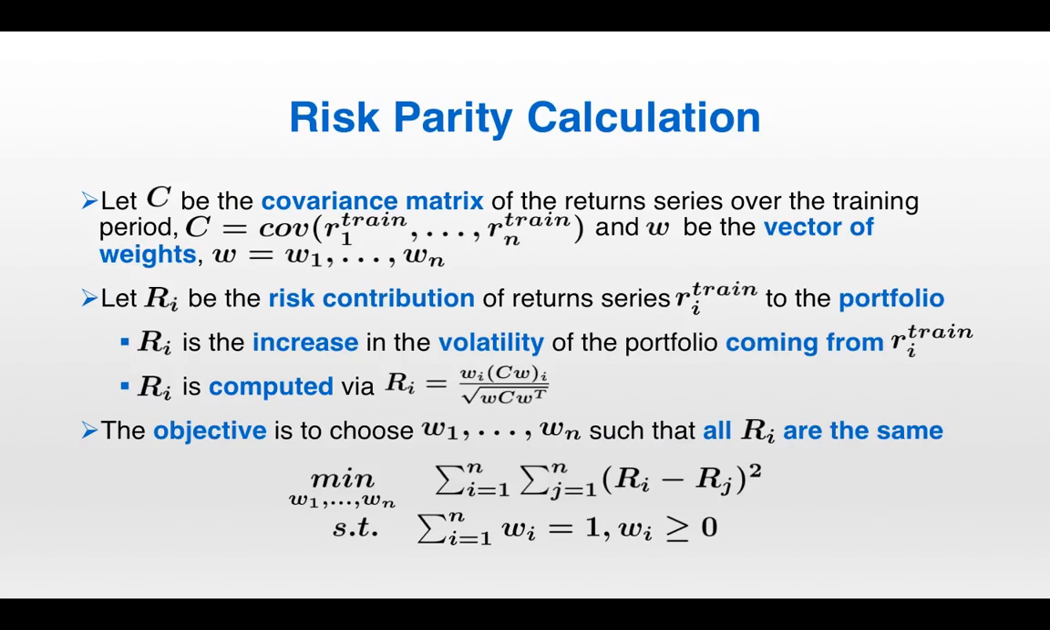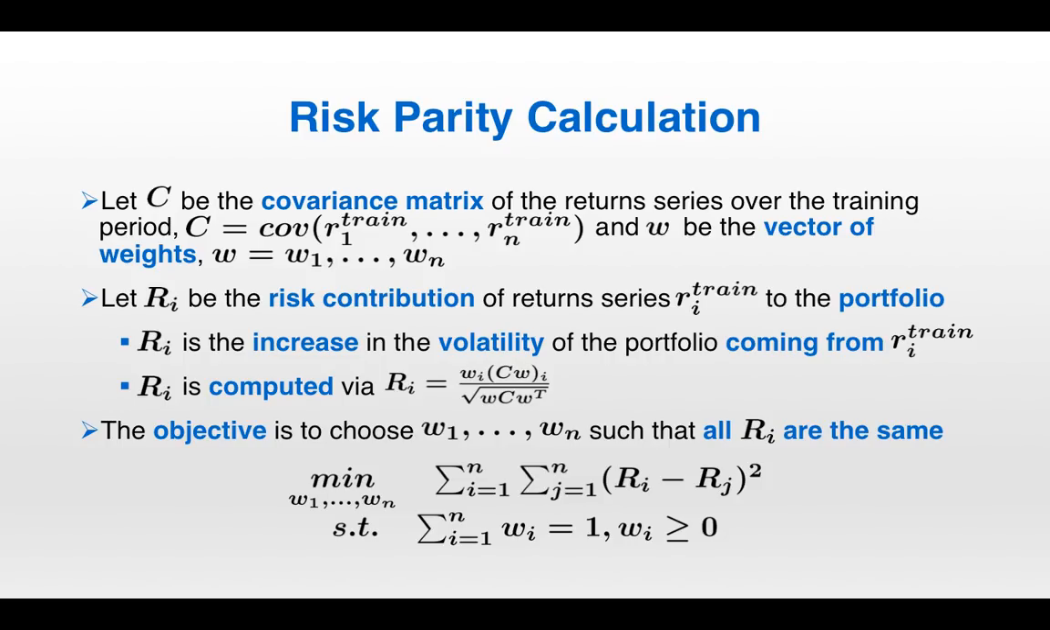So let C be the covariance matrix of the return series over the training period. So C equals covariance of R1 train through Rn train, and let W be the vector of weights. So W equals W1 through Wn. Let capital Ri be the risk contribution of return series Ri train to the portfolio. Capital Ri is the increase in the volatility of the portfolio coming from Ri train. And capital Ri is computed via the formula capital Ri equals Wi times (CW)i all over the square root of W times C times the transpose of W.